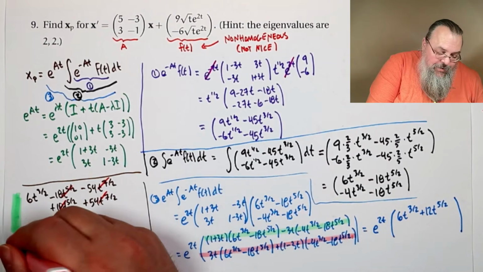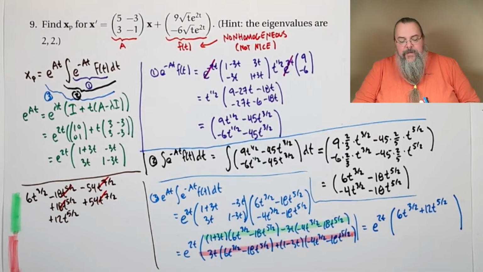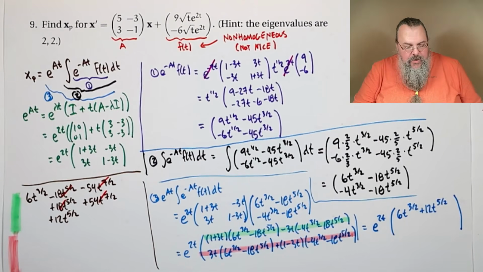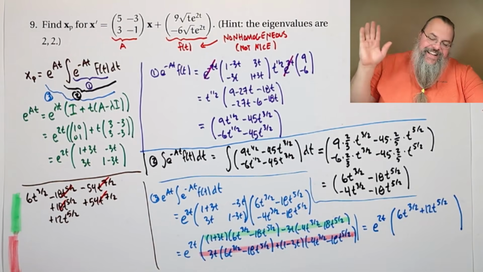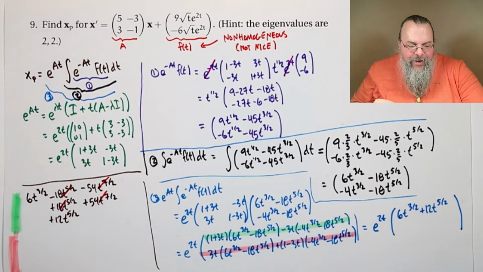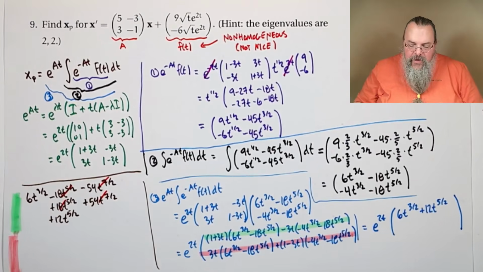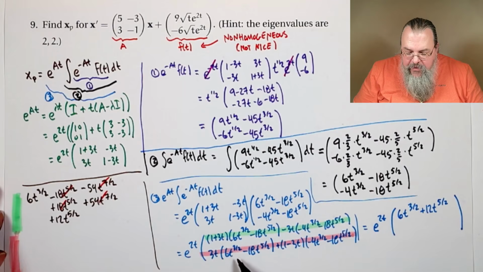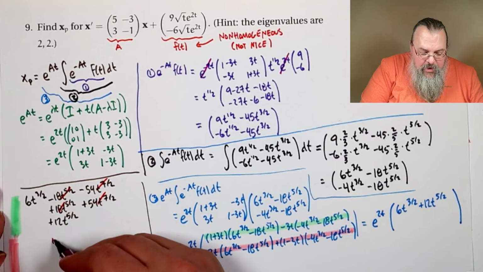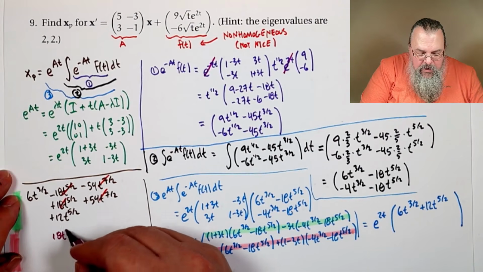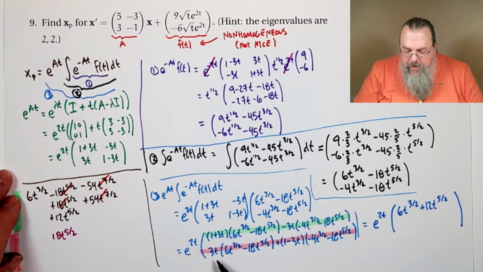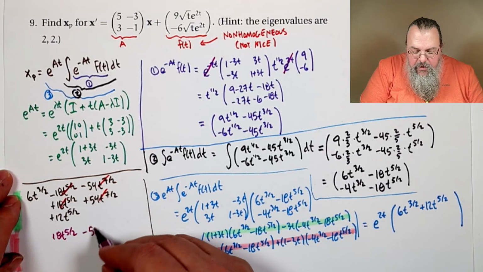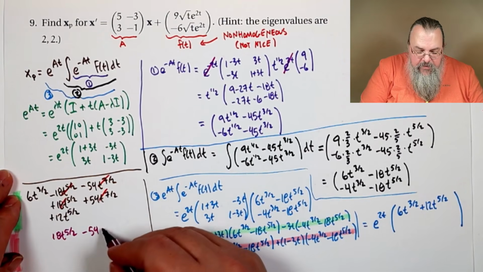So we're going to do our other half. And let's switch colors so we don't confuse ourselves more than we already have, right? No, we're doing great. No worries. Okay, so we start distributing. We'll have 3t times 6t to the 3 halves. That makes 18t to the 5 halves. And then we'll have 3t times minus 18t to the 5 halves. That's a minus 54, and then it'll be t to the 7 halves.